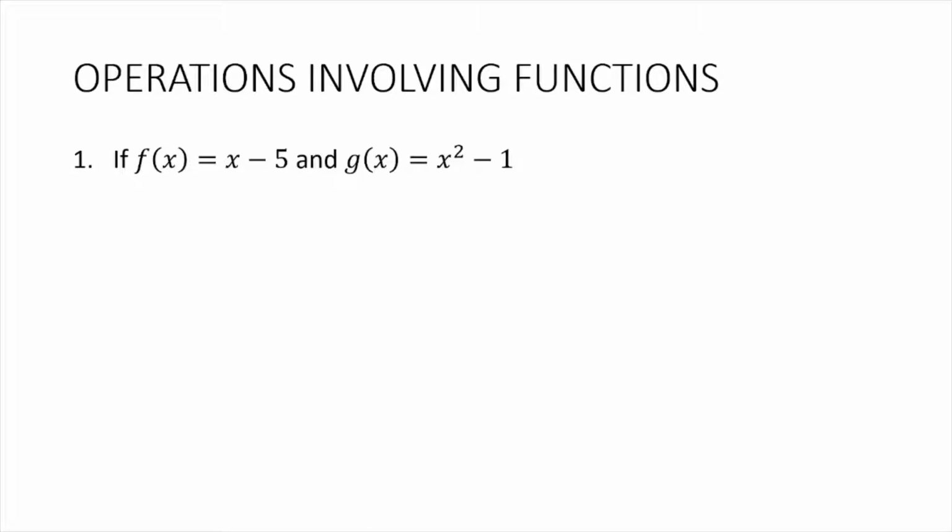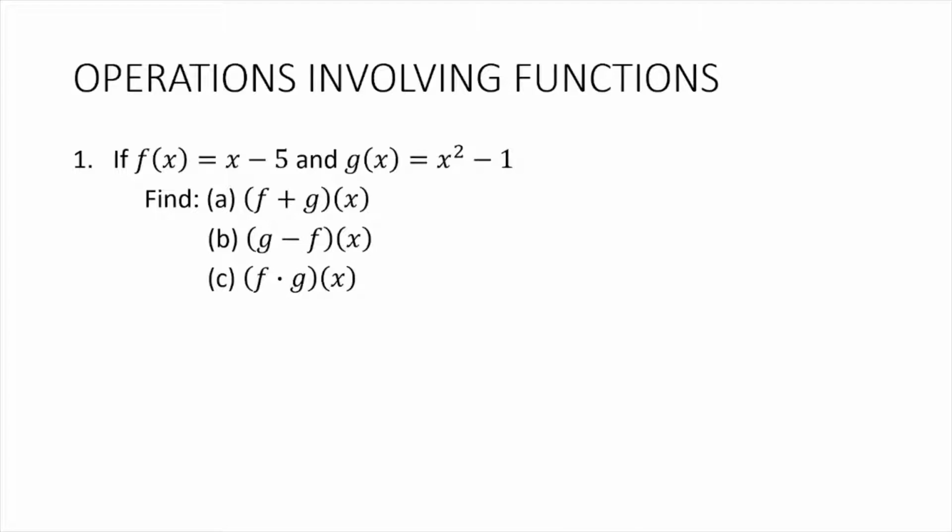So let's work on some examples. We are given that f of x is equal to x minus 5, and g of x is equal to x squared minus 1, and we are asked to find: letter A, the sum of f and g; letter B, the difference, in this case we subtract f from g; and letter C, lastly, the product of f and g. So let's start with letter A.